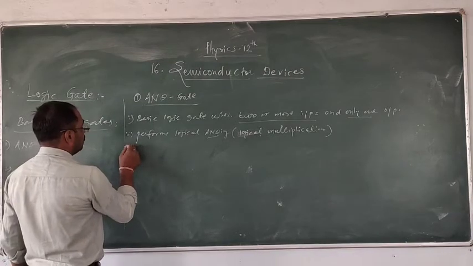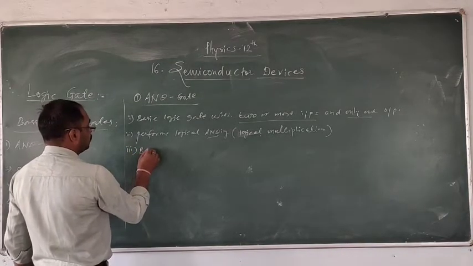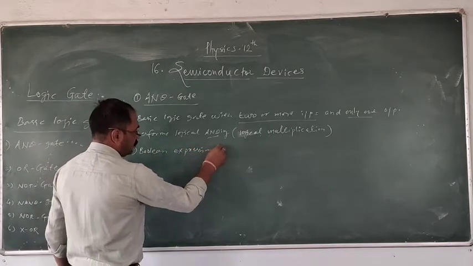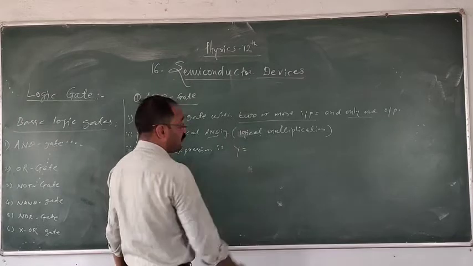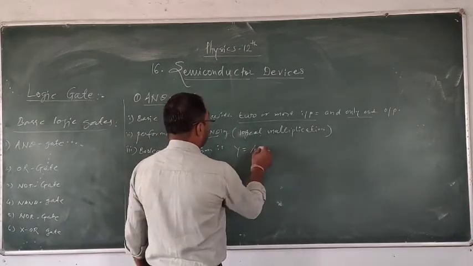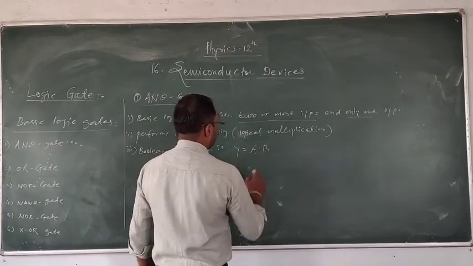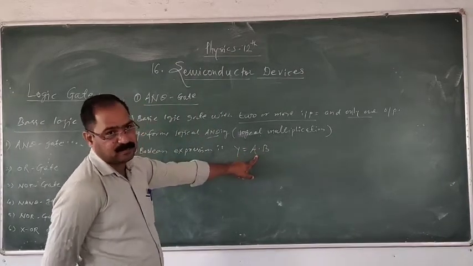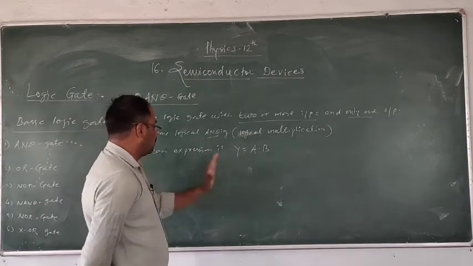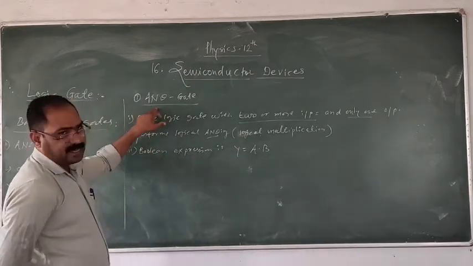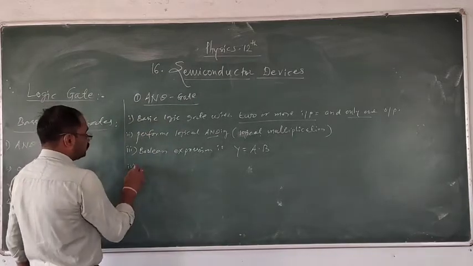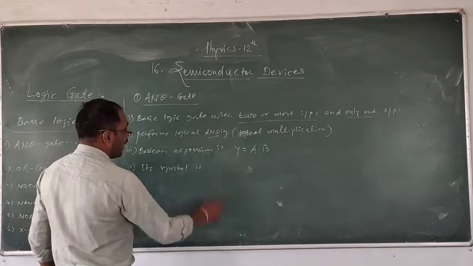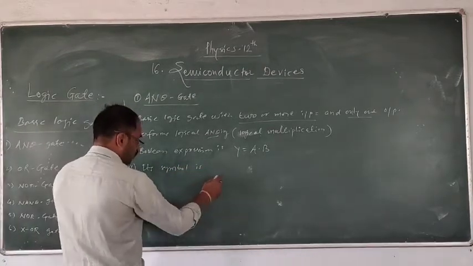Number third, its Boolean expression is Y is equal to A dot B. Here you have to read like this: A dot B. This is the multiplication operation. Y equal to A dot B. This is the Boolean expression for this AND gate. Its symbol is the AND gate symbol.